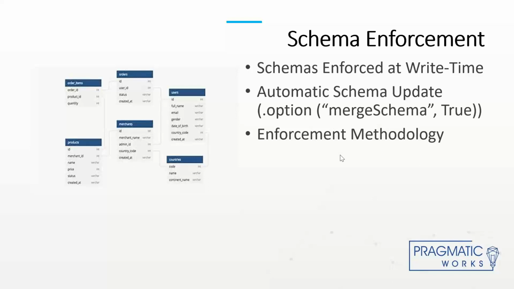The enforcement methodology essentially is it checks your data, and it makes sure that all the columns match, that the column names match, the column data types match, and it essentially looks at that before it tries to write any data. And if some of the columns don't match by name and by data type, then the write will fail.